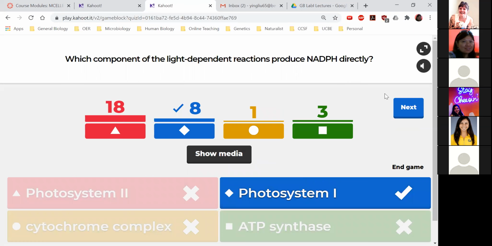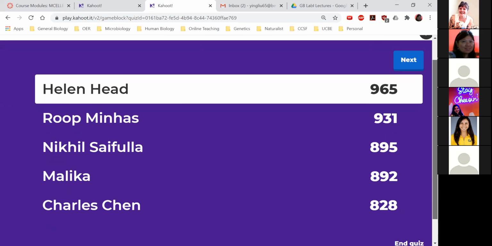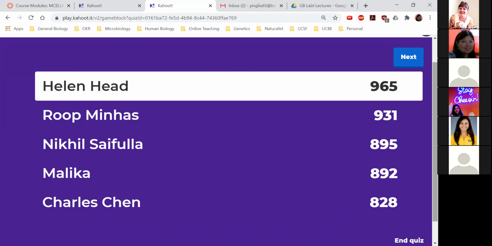It's the second one. And let's see, who do we have on the leaderboard? We have Helen, Roop, Nikhil, Malika, and Charles on the leaderboard.